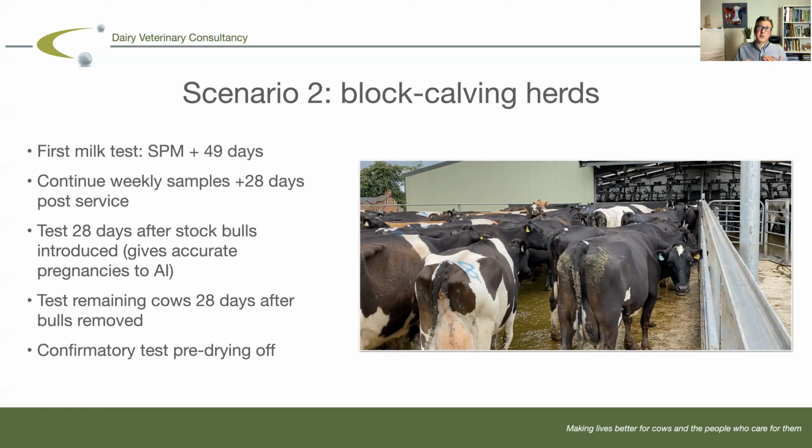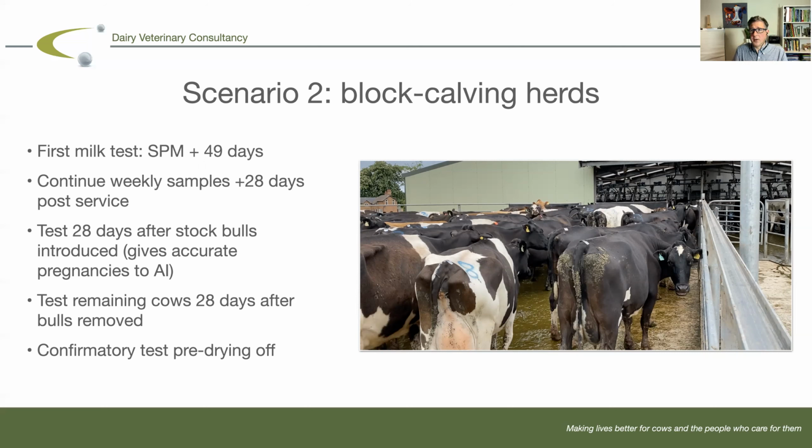Now you can continue to take weekly samples for larger herds, maybe fortnightly samples or even monthly samples for smaller herds, and sampling again any cow that is more than 28 days post-service that hasn't been served again and that hasn't already been diagnosed as pregnant or not.